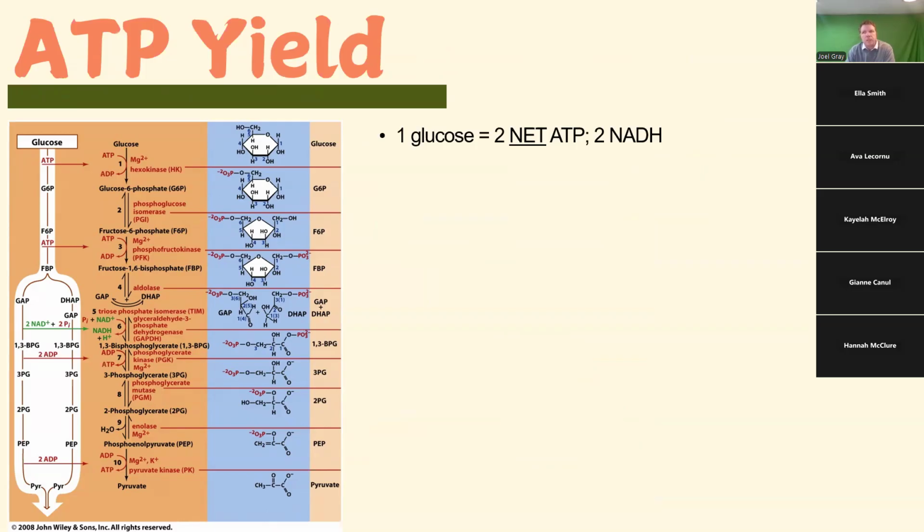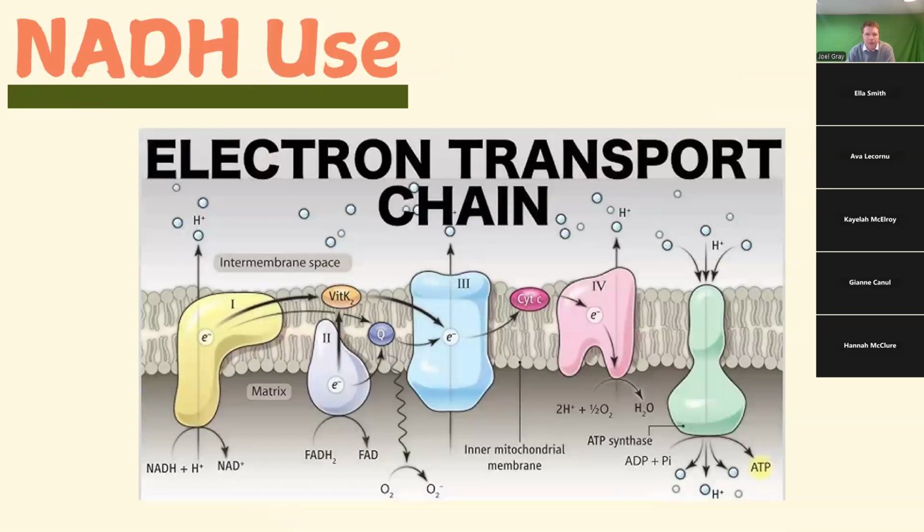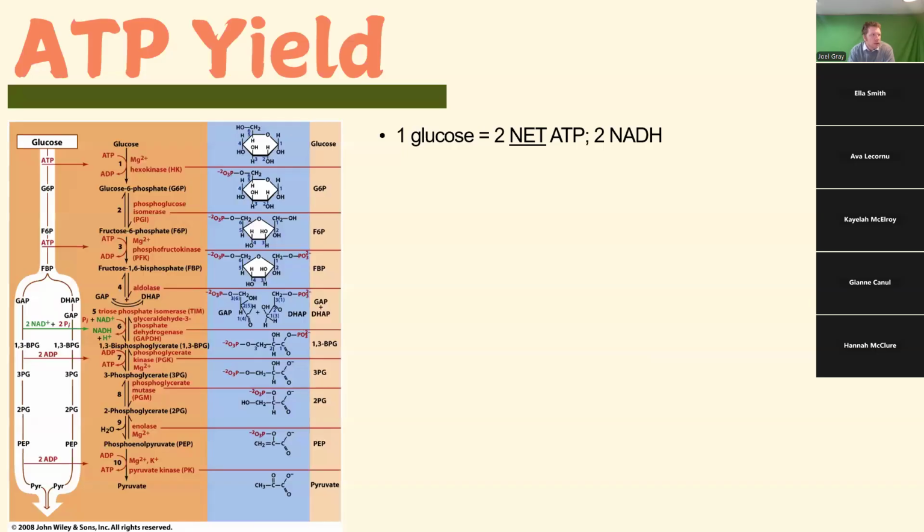This is a lot to process. But one glucose is going to give you a net of 2 ATP and 2 NADH. That ATP, could anyone tell me in the chat, where does ATP come from? What organelle, I'm sorry. I'll give you a hint, it's the powerhouse of the cell. Mitochondria, powerhouse of the cell, that's right.